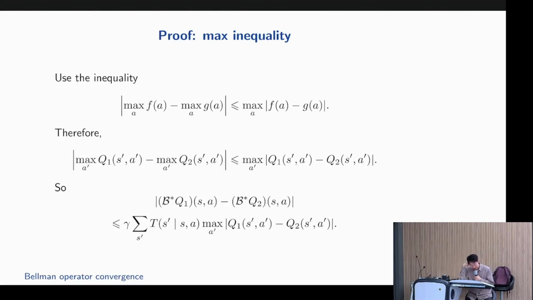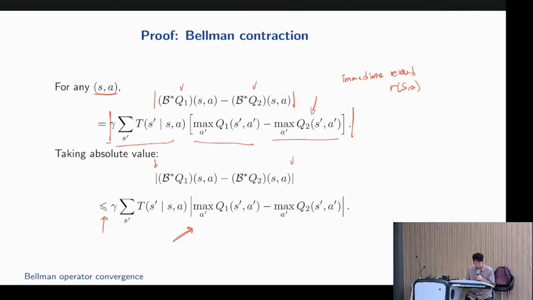And this is also not difficult to prove. Absolute value difference of maximum of two functions is upper bounded by a maximum of absolute value difference of the function. So I'm going to use this inequality here. So let's just look at this term for now.